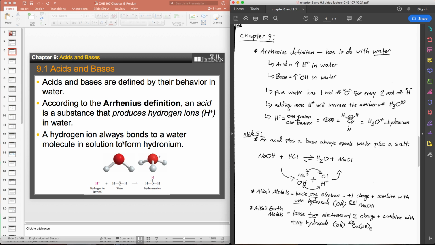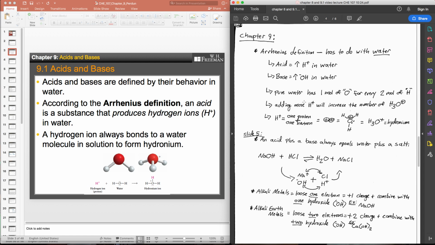And so a hydrogen ion always bonds to a water molecule in a solution to form what we call a hydronium, okay? So if we have H2O and we have pure water, pH of 7, completely neutral, and we start adding an acid, and we start adding hydrogen ions to that solution, then we're going to increase the proportion of hydrogen ions to where now we've got more than 2 hydrogens per oxygen atom, right?